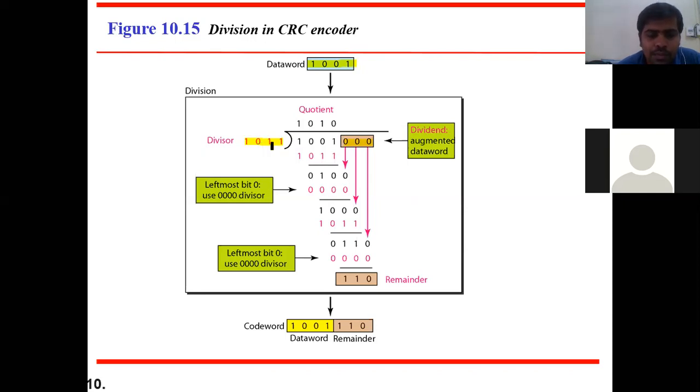So it is 4 bits. How many zeros do you need to add here? Definitely n minus 1, meaning 3 zeros should be added to your original data word. The original data word was 101001, followed by 3 zeros, because you always need to add n minus 1 zeros, where n is the number of divisor bits. For example, if the divisor is 5 bits, then you need to add 4 zeros. If the divisor is 6 bits, then you need to add 5 zeros. In this case, the divisor is 4 bits, so I am adding 3 zeros. Is it clear why we need to add this?